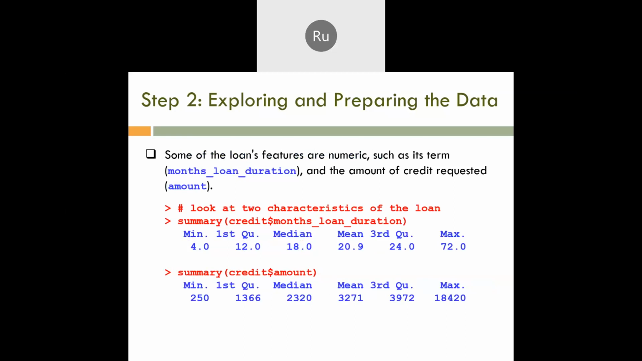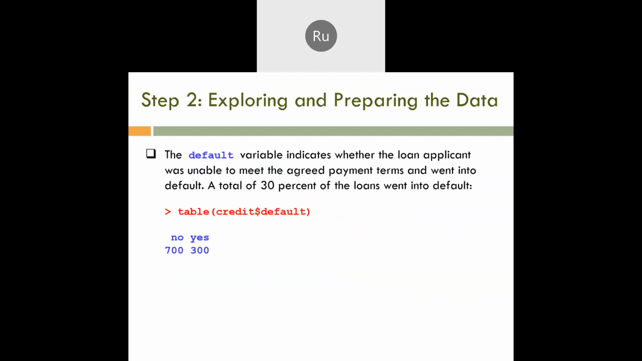We could also perform the summary for the month loan duration. So the month loan duration maximum is 72. Okay, we could also perform the summary for the amount. So we can see minimum loan, maximum loan, and mean and median.